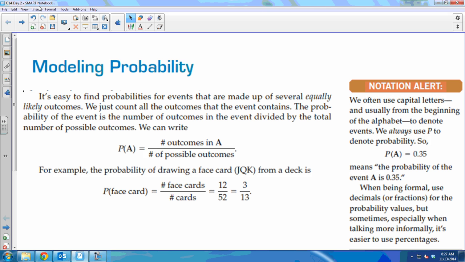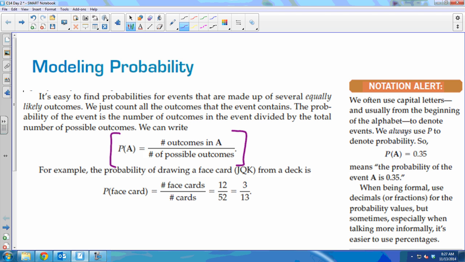So when you are modeling probability, if they are made up of equally likely outcomes, which in this chapter we're going to have lots of things that are made up of equally likely outcomes. Cards, dice, that kind of thing. M&M packages, whatever. We just count all the outcomes that the event contains, and the probability of the event is the number of outcomes in the event divided by the total number of possible outcomes. You guys know this. This has been since you learned probability in middle school.